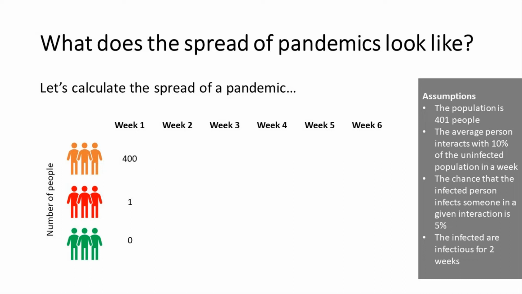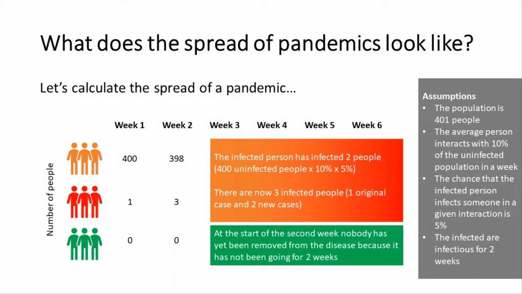So, in week 1 of the pandemic, we know that one person has got the disease. That's our red person in the middle there, which means that the rest of the population could get the disease, hasn't got it yet, and certainly hasn't recovered from it. So we've got 400 uninfected susceptible people and one infected person.